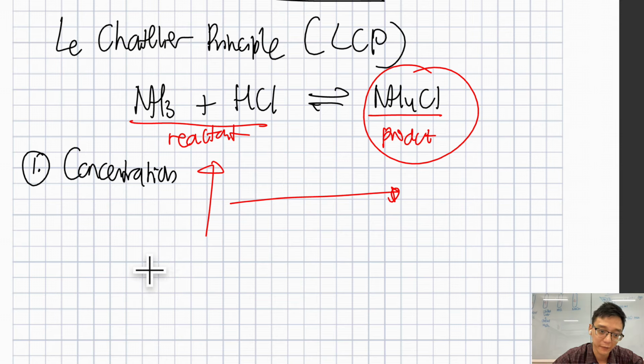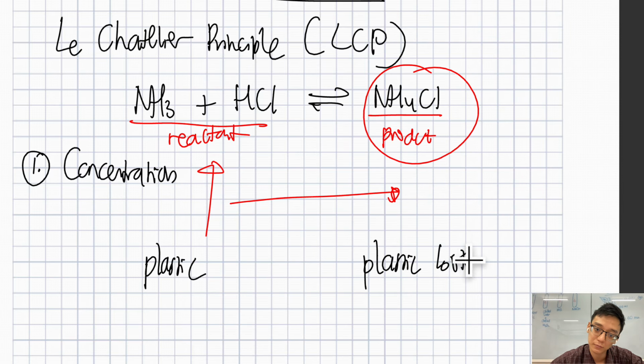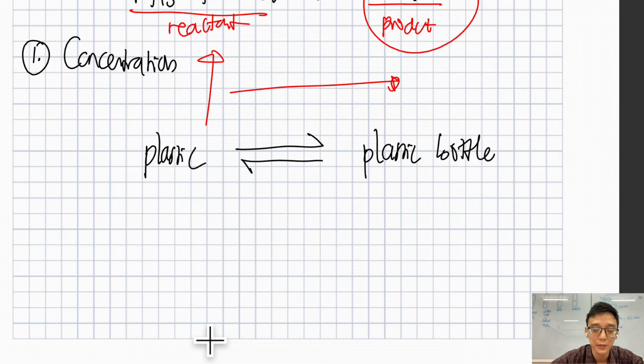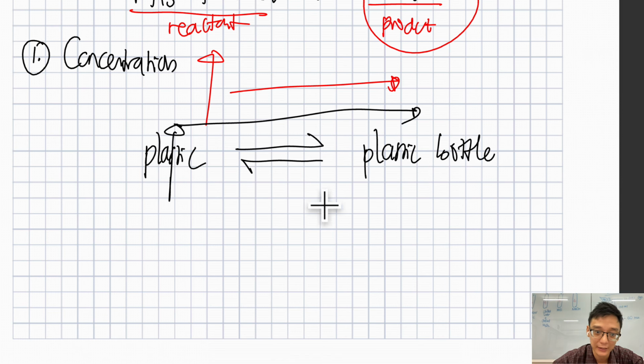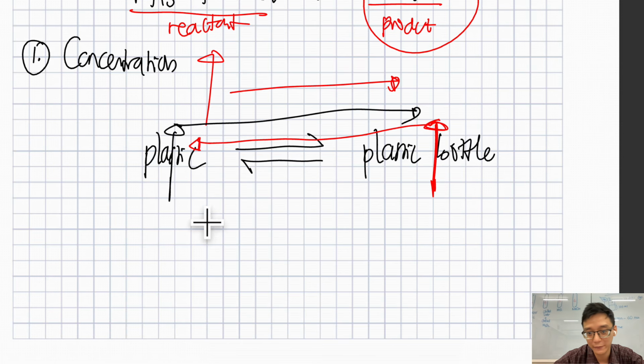Maybe an analogy will help. For example, I have a reaction of plastic and plastic bottle. Plastic can become plastic bottle, and plastic bottle can also become plastic. So let's say that I am giving more plastic to the company. It means that the company can create more plastic bottles. So increasing one thing will make it go to that direction. But imagine that I increase the number of plastic bottles. Then you say, okay, we have too many plastic bottles. So now let's turn it back to plastic so that we can have some materials.